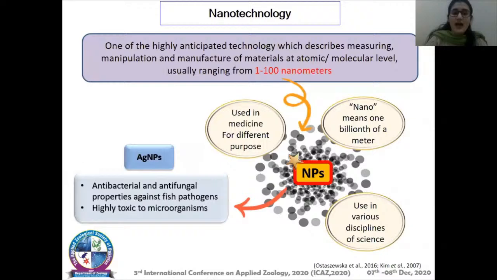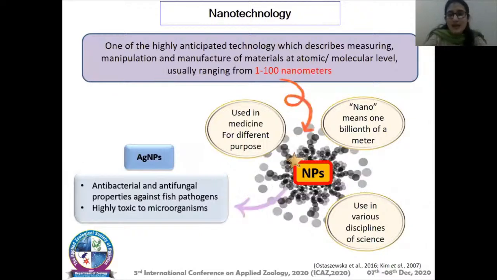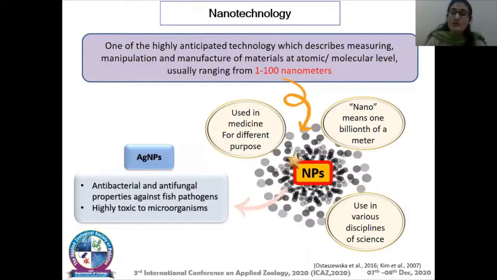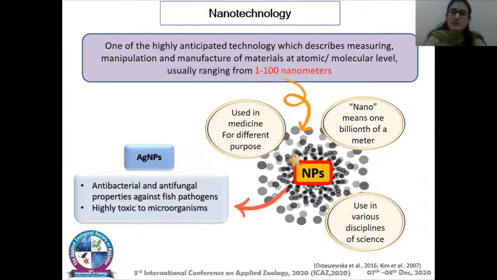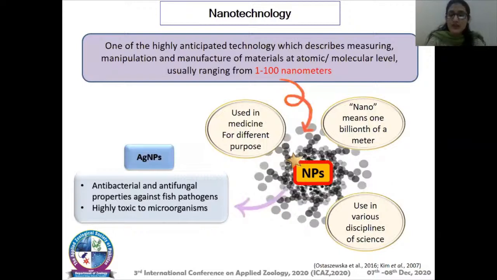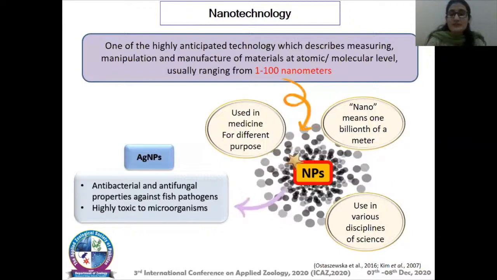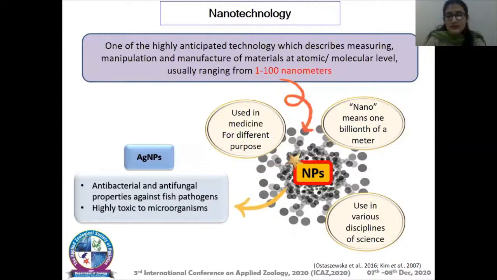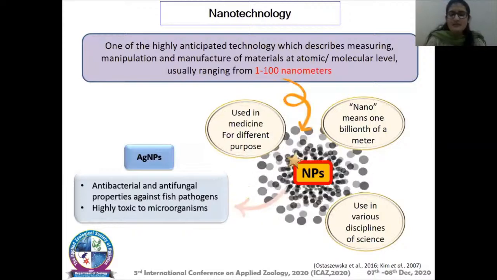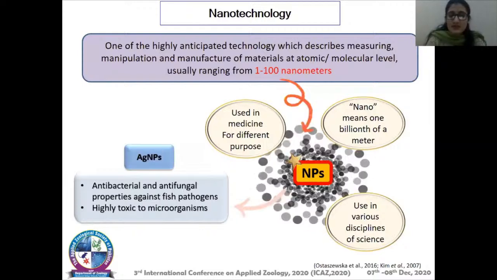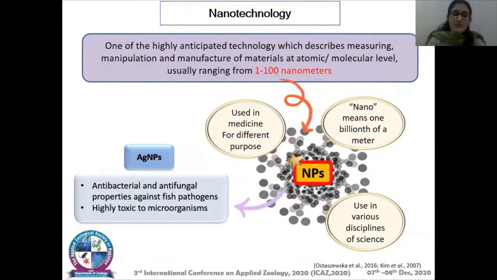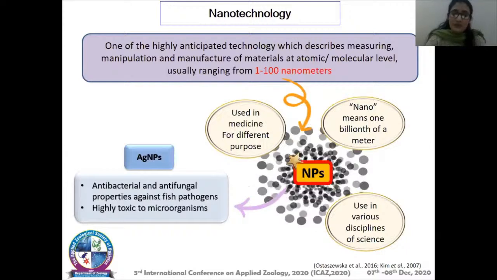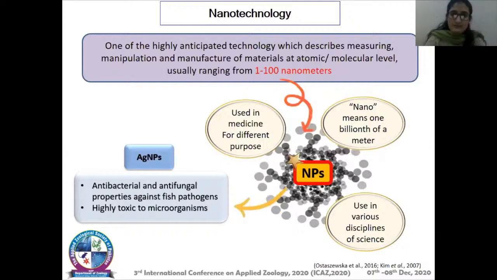Nanotechnology is one of the highly anticipated technologies which describes the measuring, manipulation, and manufacture of materials at their atomic or molecular level. These are very small particles or materials, usually ranging from 1 to 100 nanometers, and are known as nanoparticles. Nano means a billionth of a meter. These are used in various disciplines of science and medicine for different purposes. Specifically, silver nanoparticles are used in aquaculture for their antibacterial and antifungal properties against fish pathogens. These are highly toxic to microorganisms.